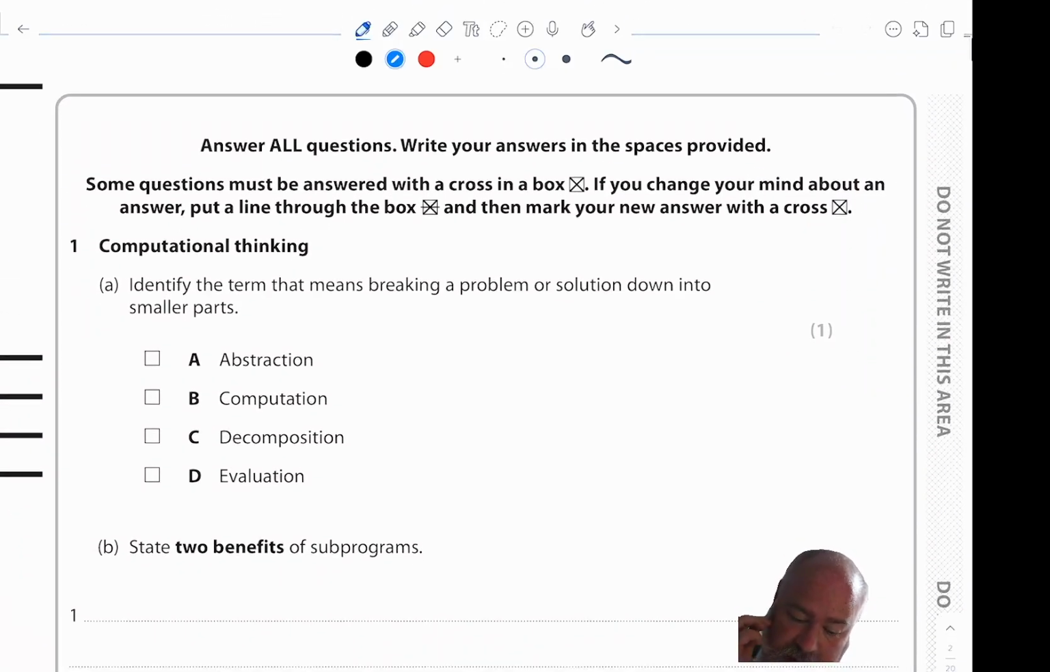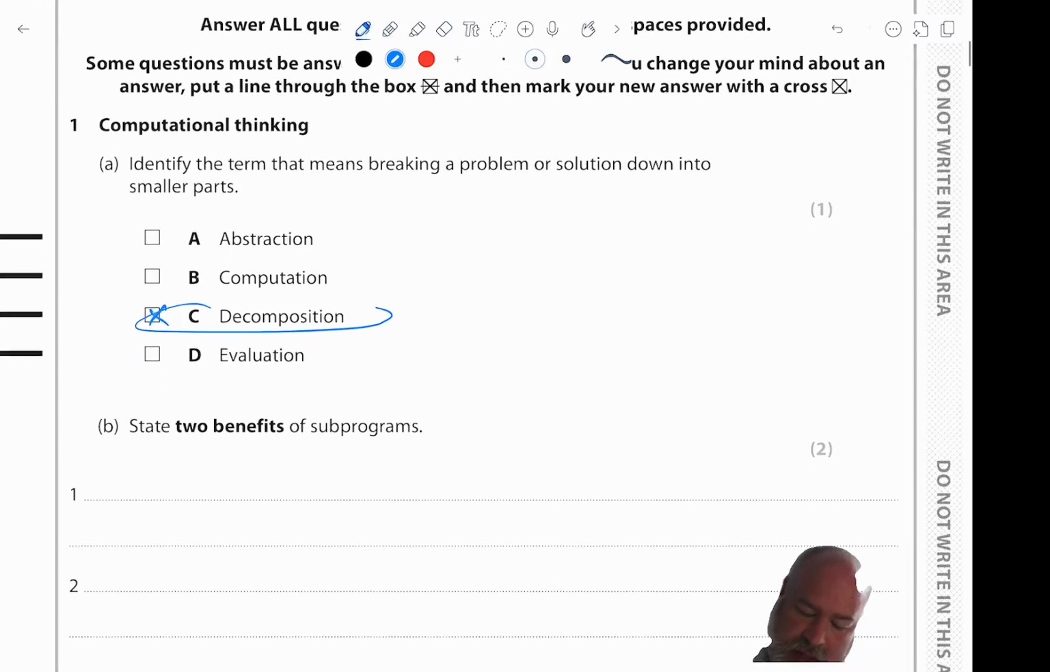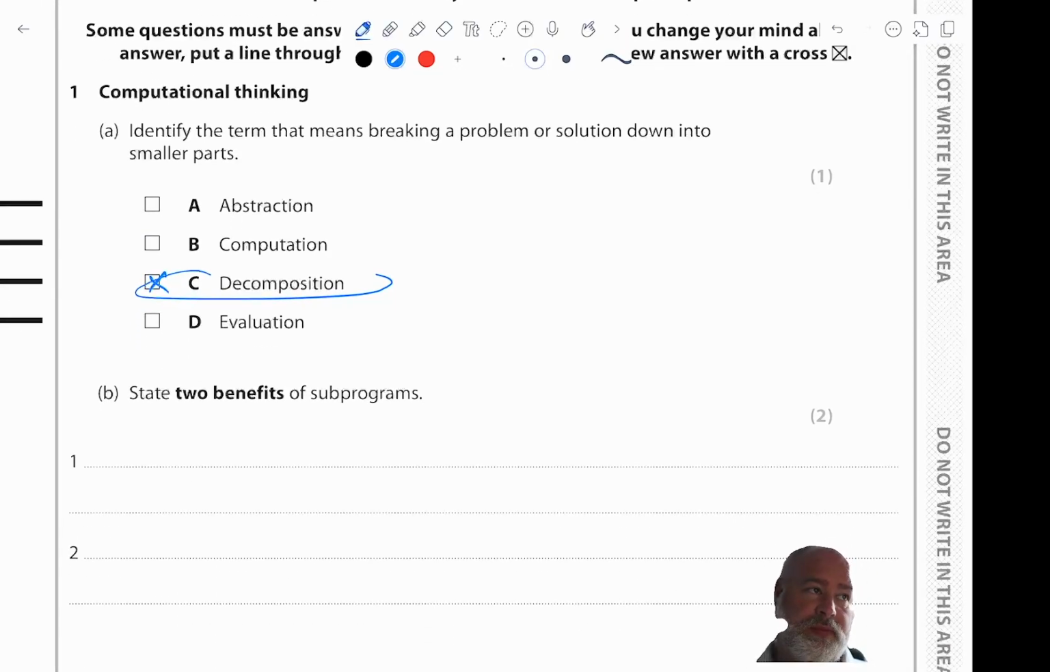Computational thinking. Identify that means breaking a problem down, decomposition. Nice, should be nice and simple. State two benefits of subprograms.